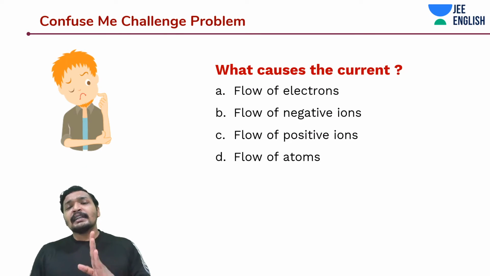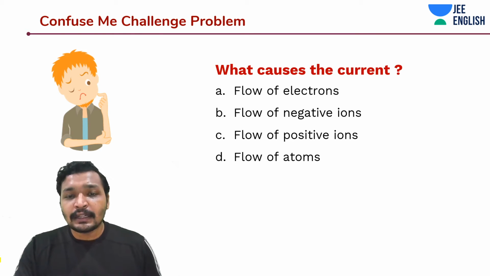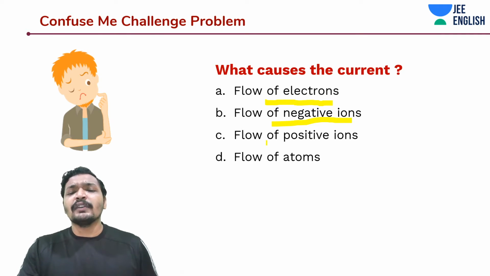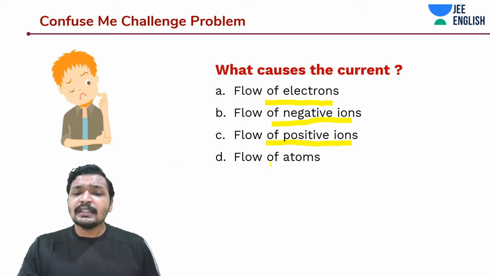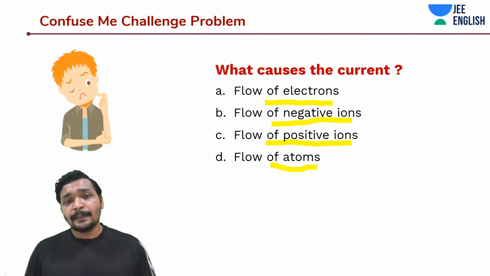Guys, what did I say? Current is the rate of flow of charges. So what can make current flow? It can be electrons. It can be any negative ions. It can be any positive ions. And atoms, if it's a neutral atom, it's a no. If it's a charged atom, yes.